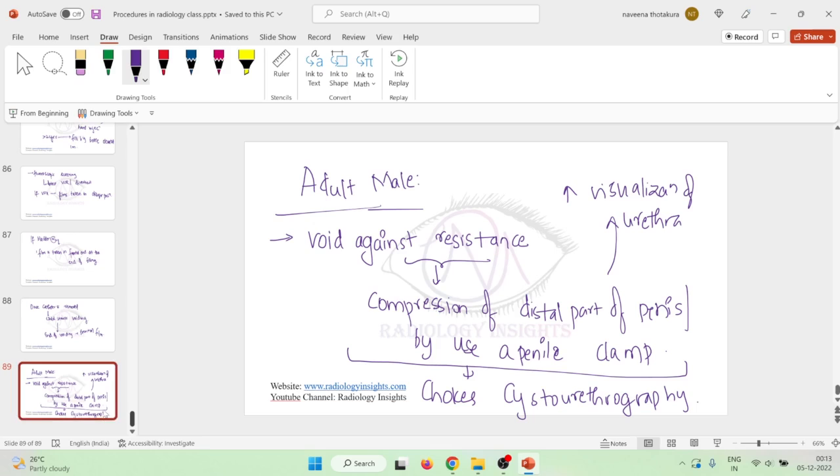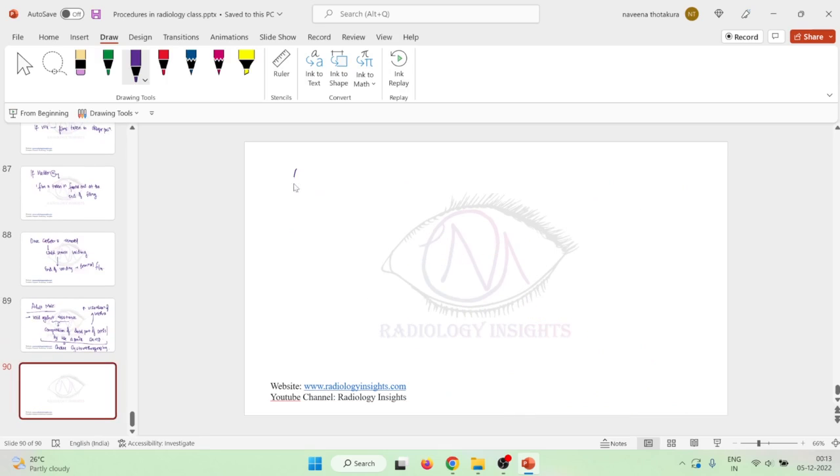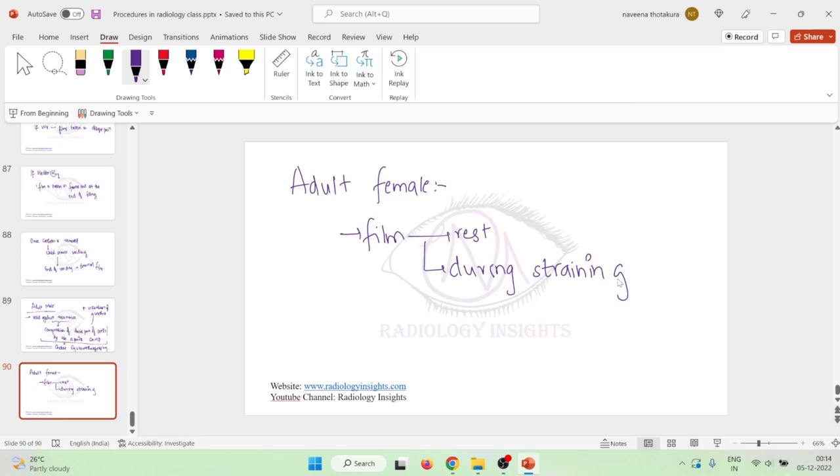Then, in an adult female, the procedure is similar to that of girls. Here one film is taken at rest, and one more film is taken during straining. That is the only difference. Apart from that, everything else is similar to girls.